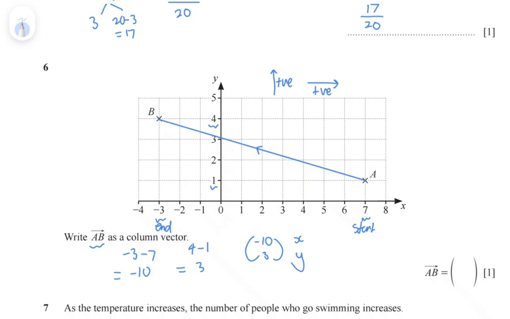To double check our answer, we can also simply do this question by counting the number of squares to travel between A and B. So first, going this way, you can count 1, 2, 3, 4, 5, 6, 7, 8, 9, 10. Going this way, so we know that's negative. And going 1, 2, 3, going this way, so we know it's positive, giving us negative 10. That's the x value, and 3 as the y value, which is the same as what we calculated.